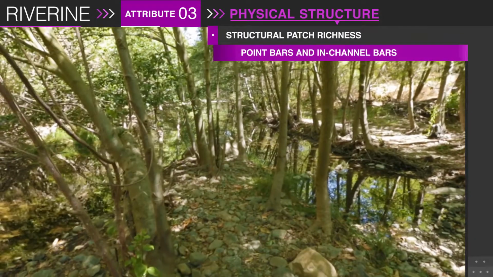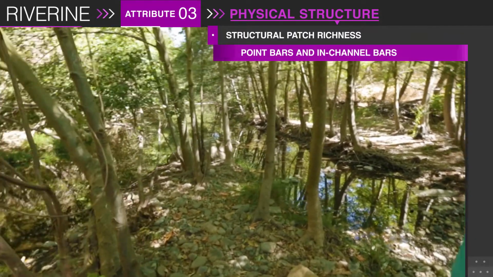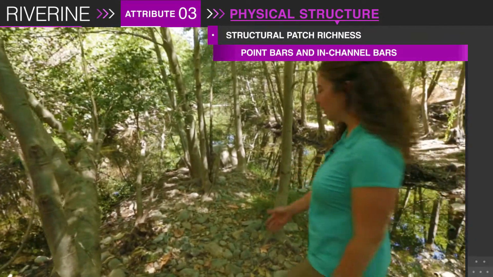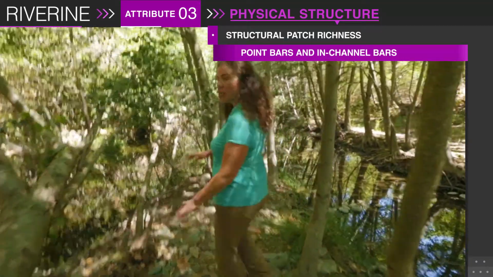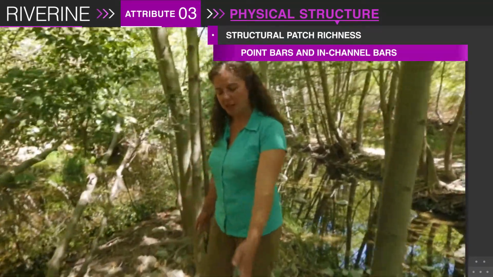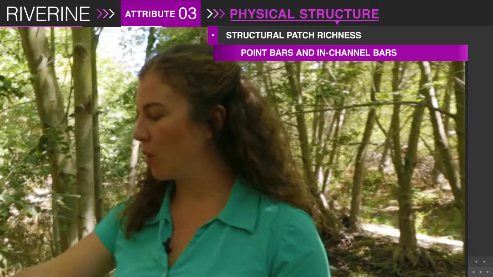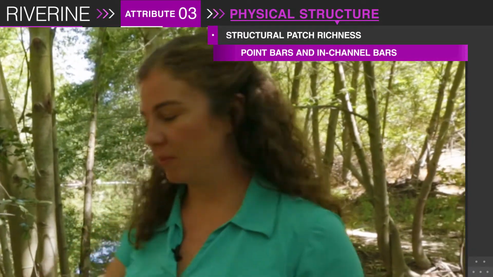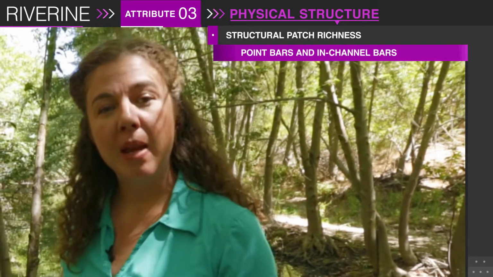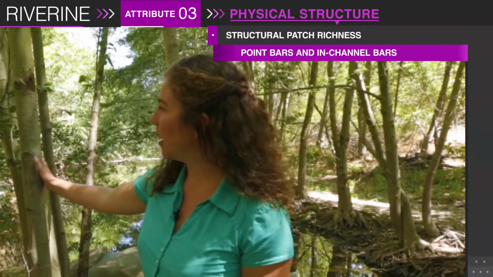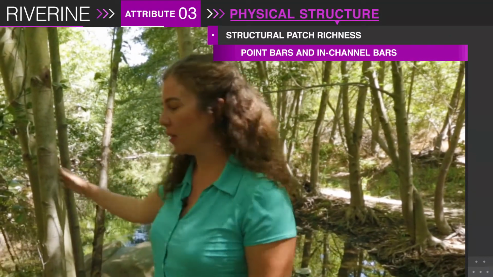This is a nice example of a point bar. It's formed in a straight reach of the creek. It's a convex feature with finer sediments on the top and coarser sediments lower down. Point bars may support vegetation. In this case, we have some alders growing on the point bar.